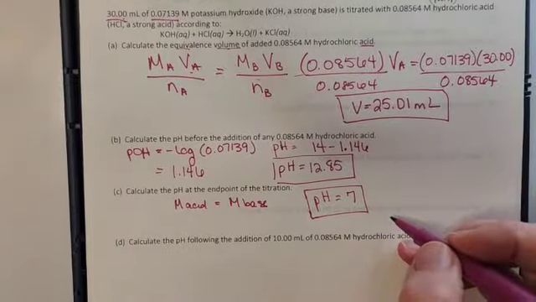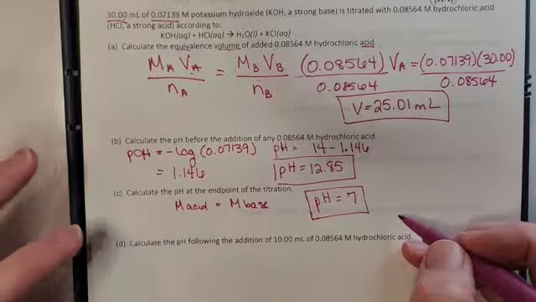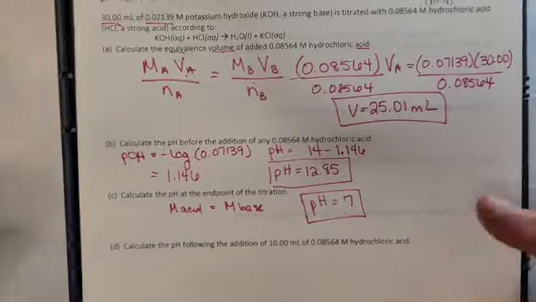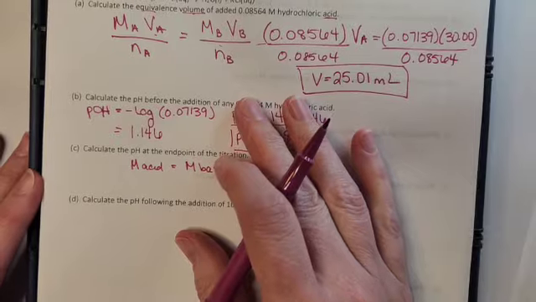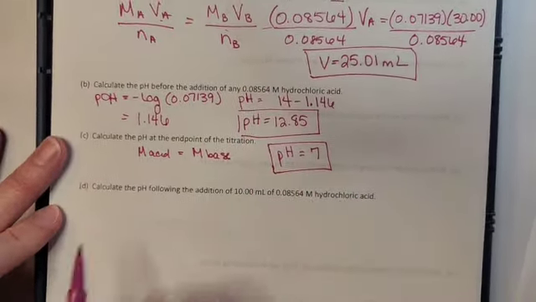Now, if you have a weak acid and a strong base, your pH is not 7. If you have a strong acid and a weak base, again, if one of them is strong and one of them is weak at equivalence point, it's not going to be 7. But strong and strong, it is.